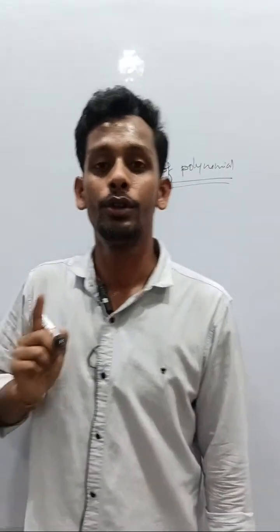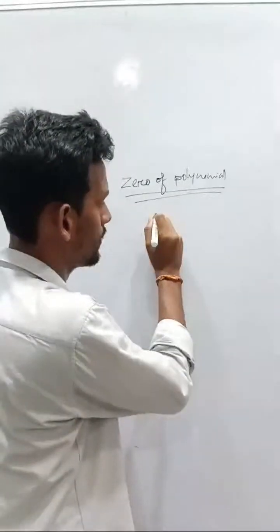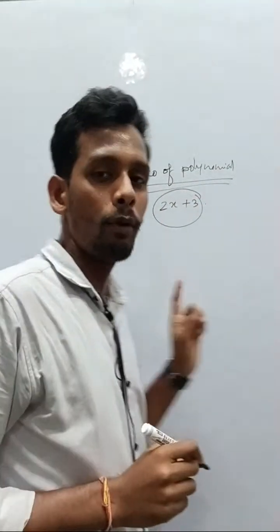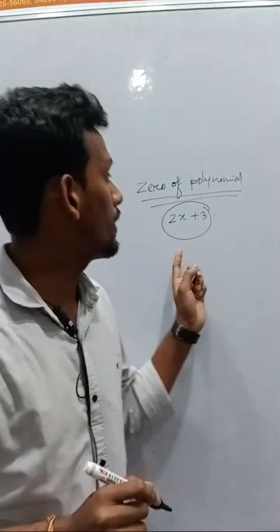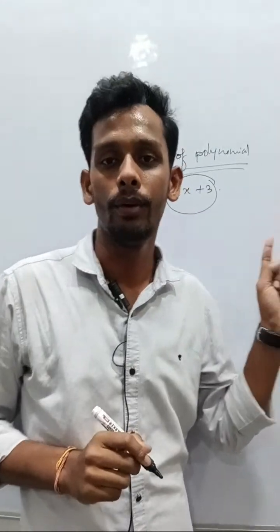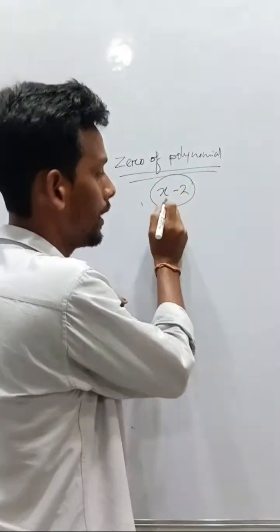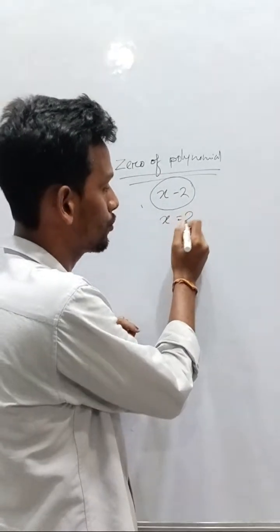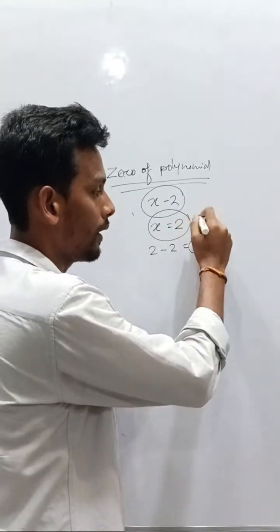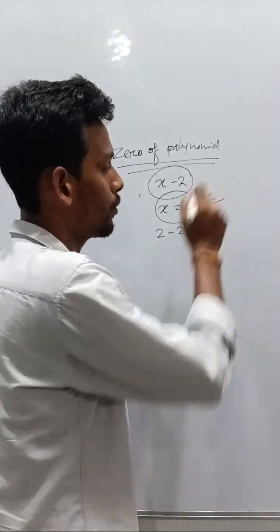Listen carefully. Zero means, suppose in a polynomial, obviously, variables are there. Suppose 2x plus 3. This is a polynomial. So in this polynomial, for what value of the variable does the polynomial become 0? Suppose x minus 2 is a polynomial. In this case, if we put x equal to 2, then it will be 2 minus 2. The answer will be 0. For the value of x equal to 2, the value of the polynomial is 0. So 2 is the zero of the polynomial.